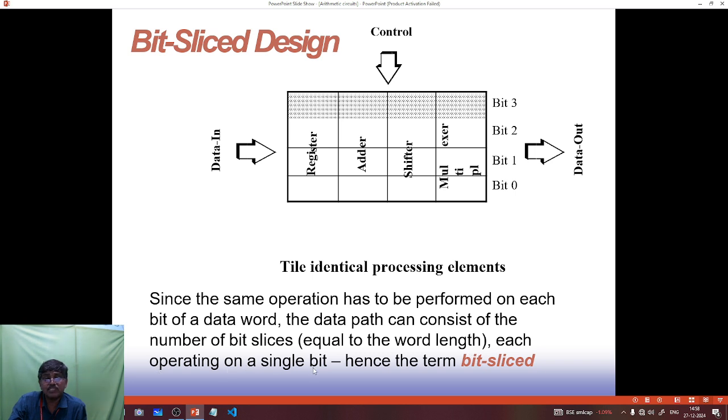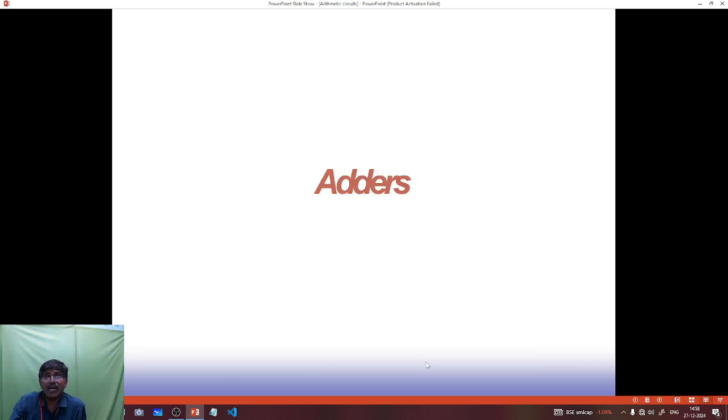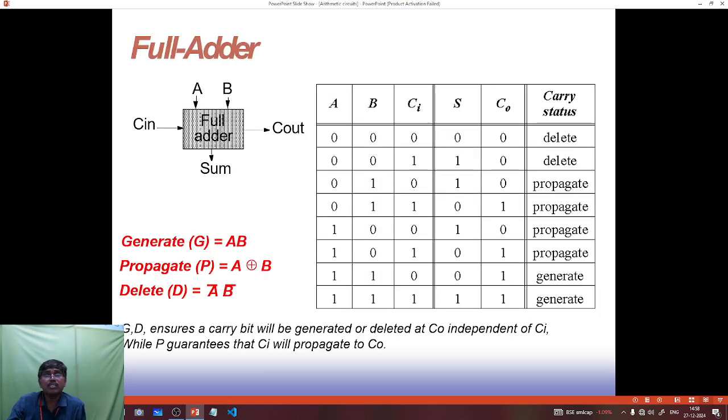Each operating on a single bit is called a bit-sliced design. So next, adders. It is the main part in this arithmetic building block. Here the first one is the full adder. A full adder consists of 3 inputs and 2 outputs. The first one is A, another one is B.